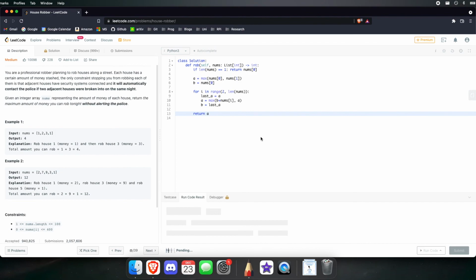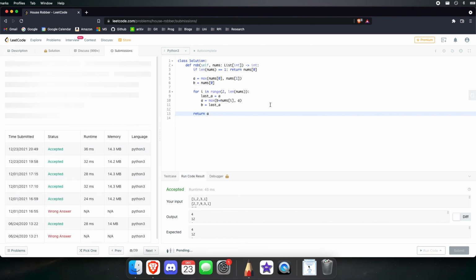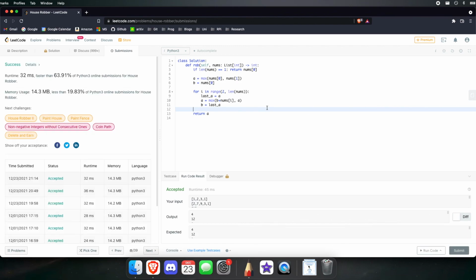So let's run this code, make sure it works. It does. I tried a couple of test cases right here. Now we can submit. And it gets accepted, perfect.